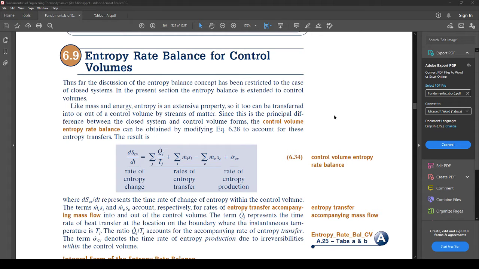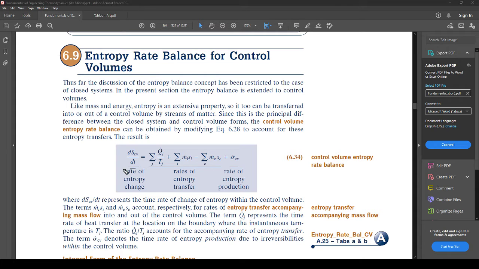So it says, thus far, the discussion of the entropy balance concept has been restricted to the case of closed systems. In the present section, the entropy balance is extended to control volumes. Like mass and energy, entropy is an extensive property, so it too can be transferred into or out of a control volume by streams of matter. Since this is the principal difference between closed and open systems, the control volume entropy rate balance can be obtained by modifying the closed system one to account for this. So, like I said before, we have changed very little.